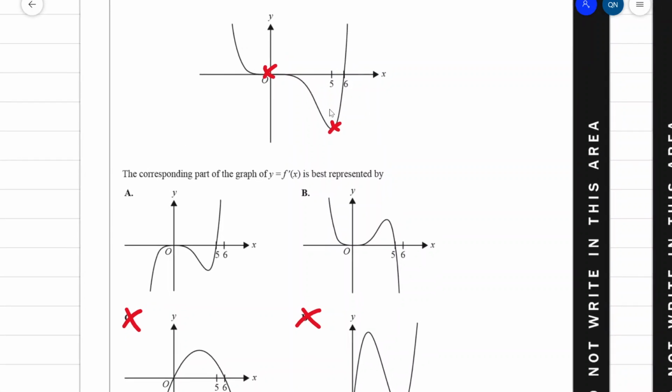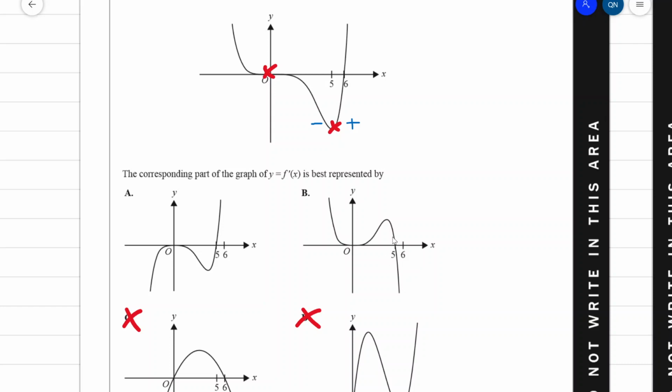And to do that, just take a look at the nature of this stationary point over here. So this is a local minimum, which means on the left-hand side of that stationary point you get a negative gradient, and on the right-hand side you get a positive gradient, which means on the derivative graph, on the left-hand side of the point x equals 5, your derivative graph should be below the x-axis.